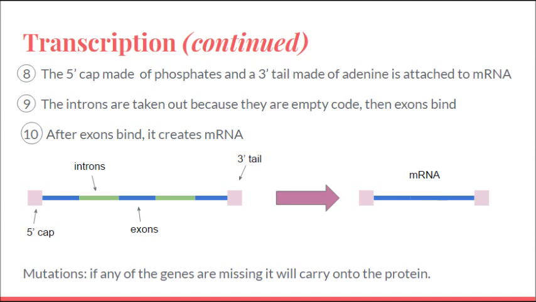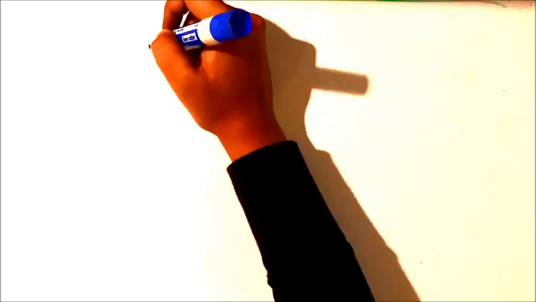The introns are taken out because they are empty codes. Then, exons bind. The spliceosome's main purpose is to take out the introns and bind the exons. This process is called RNA splicing. When exons bind, it creates mRNA. However, if any of these genes are missing, it will affect the process of anticodons and codons bonding, which will later affect the protein that is created.